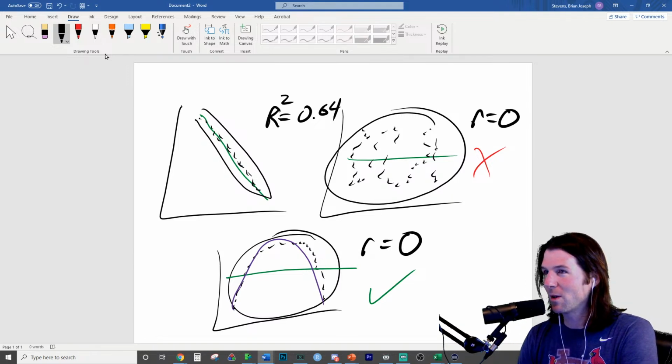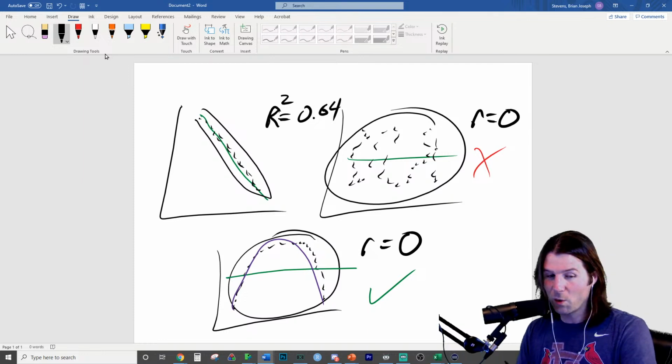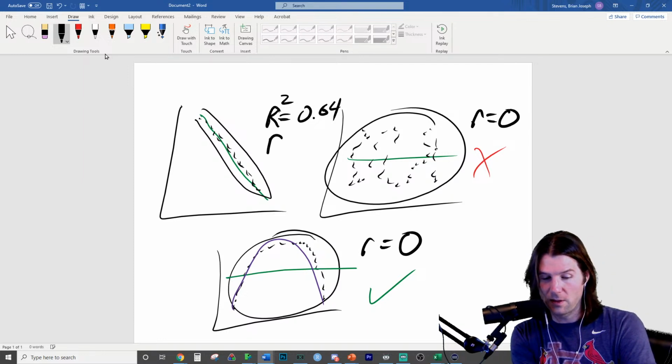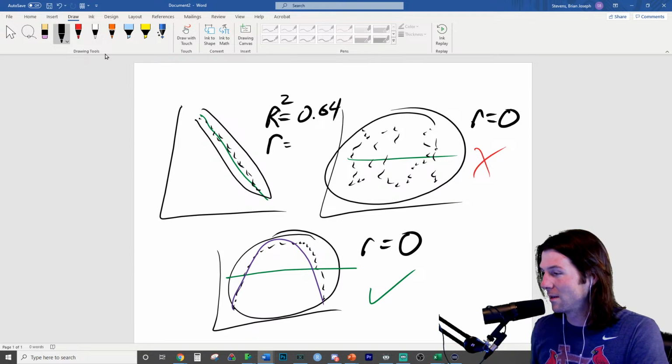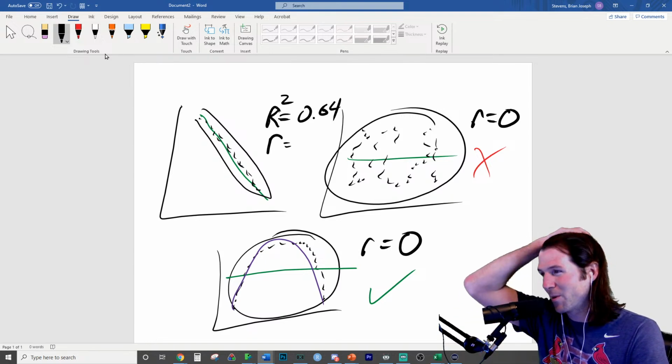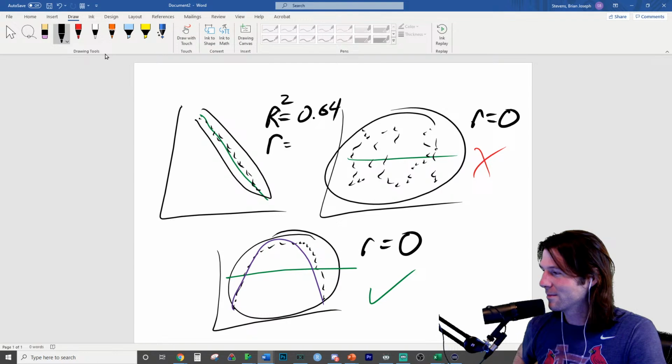So, what do we see right here? What is the correlation for this one? This is where usually people make mistakes. What are people thinking the correlation for this one will be? What's the correlation for that one? That graphic there has a correlation of what?